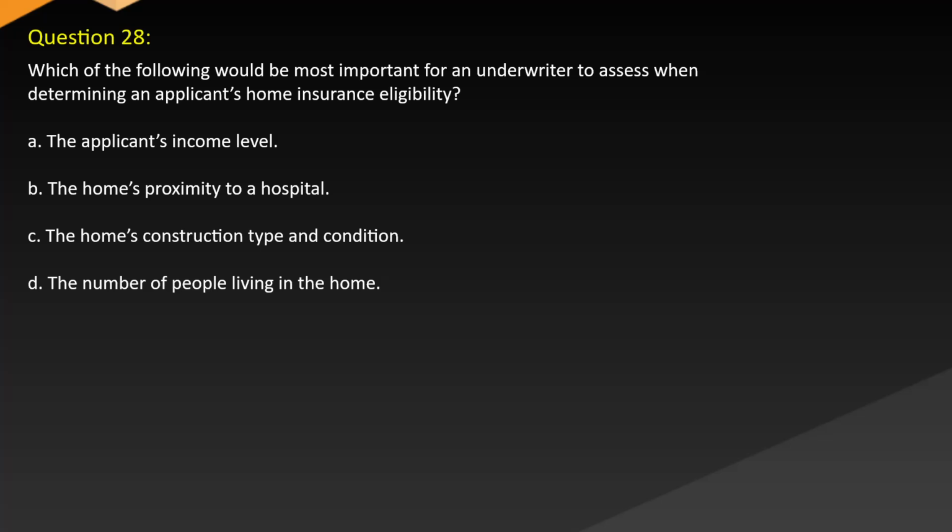Question 28. Which of the following would be most important for an underwriter to assess when determining an applicant's home insurance eligibility? A. The applicant's income level. B. The home's proximity to hospital. C. The home's construction type and condition. D. The number of people living in the home.